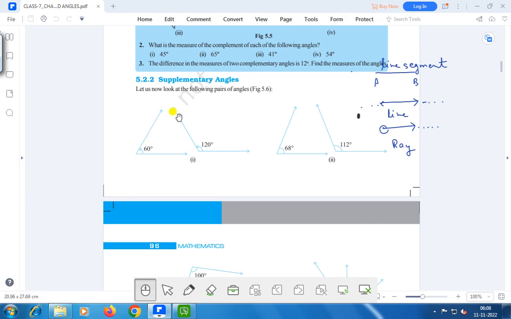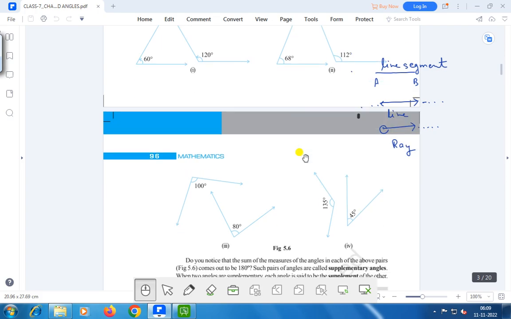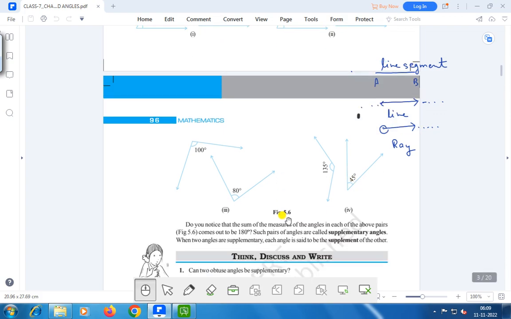one is 120 degrees. 60 plus 120 is 180 degrees, right? Here also this is 68 degrees and this is 112 degrees. If we add, 8 plus 2, 10, carry 1, 7, 8, 180 degrees, right? Here also 100 plus 80 is 180, right? 135 plus 45 is 180, right?